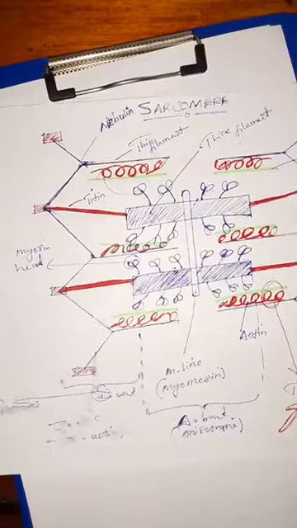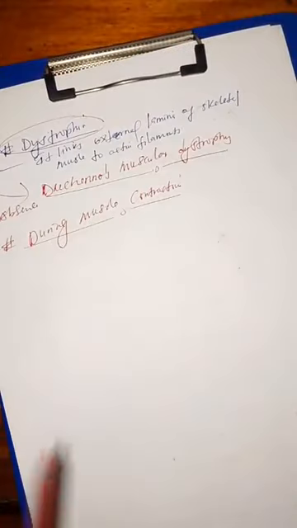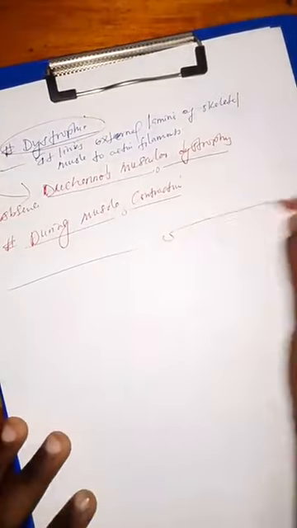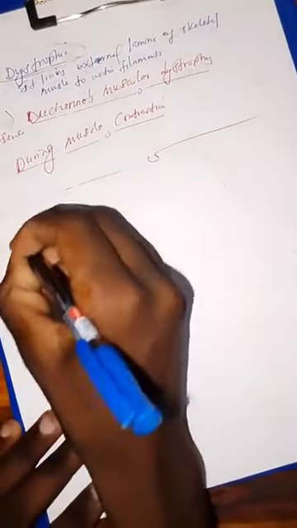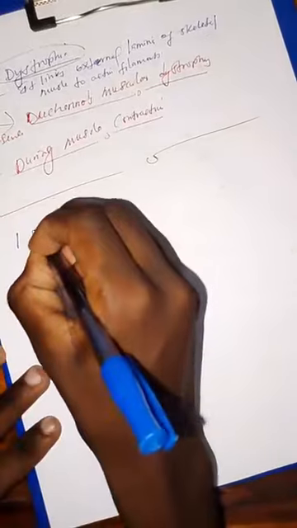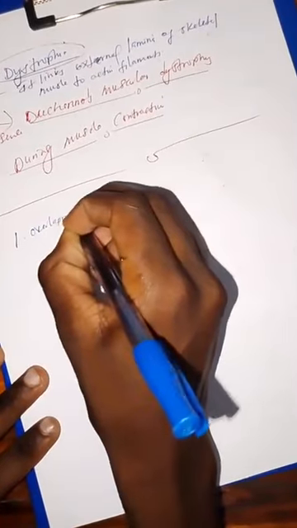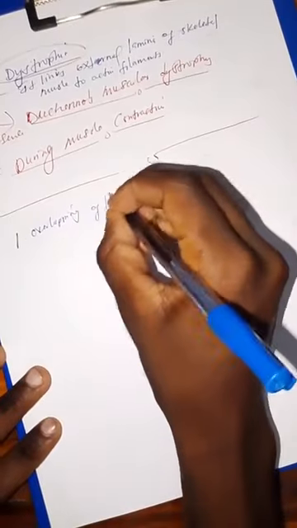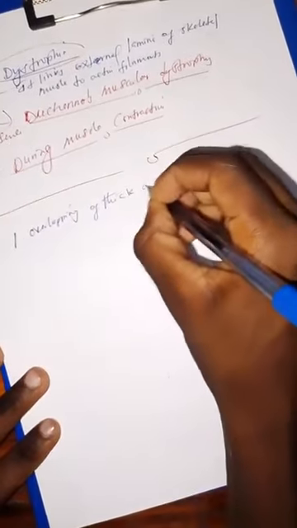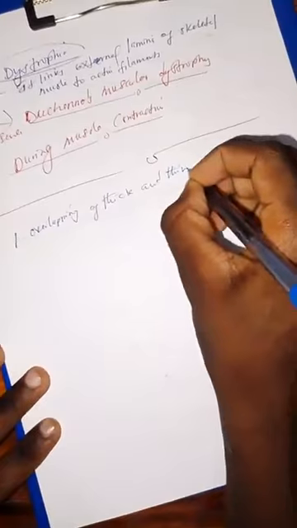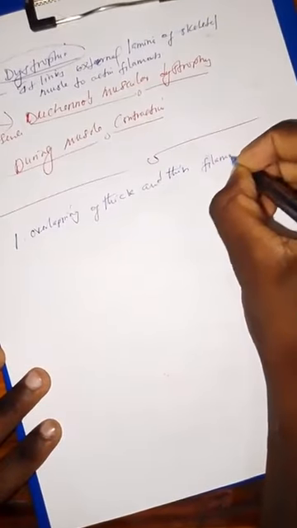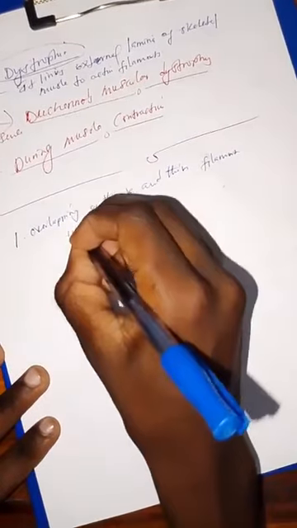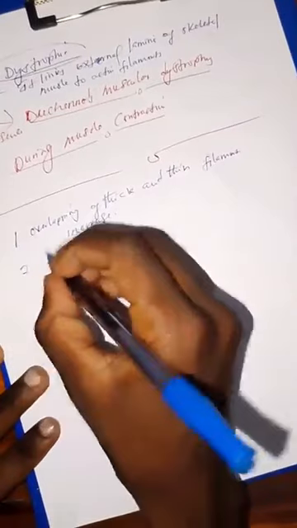Okay. So let me just give you these pointers. Number 1, during muscle contraction, there will be overlapping of thick and thin filaments. The overlapping will increase. Okay. 2, the length of the sarcomere shortens.